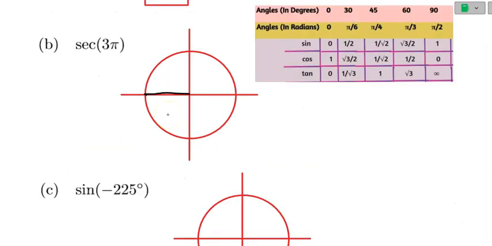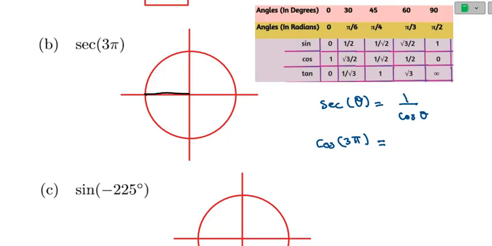As a general rule, whenever you are dealing with a secant or cosecant, it is always easier to go to the original function. The secant of an angle theta is always equal to 1 over cosine theta. So why don't you look for the cosine of 3 pi first and then flip it?